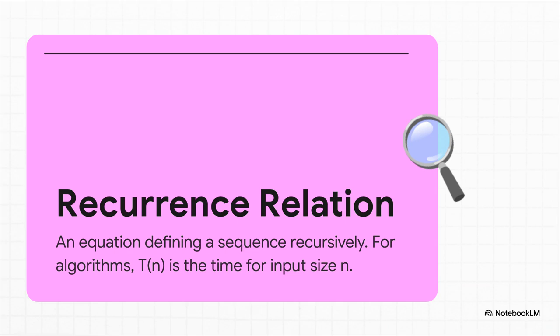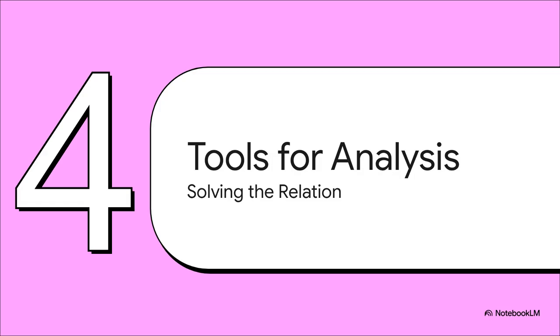So what is this thing really? Well, a recurrence relation, which we usually write as T of n, is just an equation. It breaks down the total time into two simple parts. First, the work the function does right now, and second, the time it takes to do all the smaller recursive calls it makes. It's a perfect little mathematical model of our code. So, we have our clue, the recurrence relation.